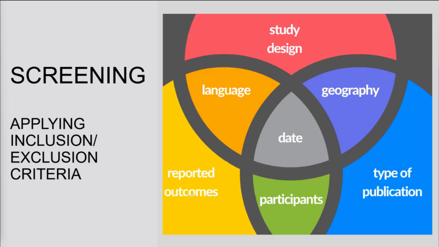Once you've completed searching and removed the duplicates, then you can start screening, which ultimately means taking your inclusion and exclusion criteria and reviewing each record to see if it meets those parameters. Your criteria could relate to study design, publication date, population, intervention, and outcomes, and your criteria need to be clear so that everyone screening has a good idea of what you want to look at.